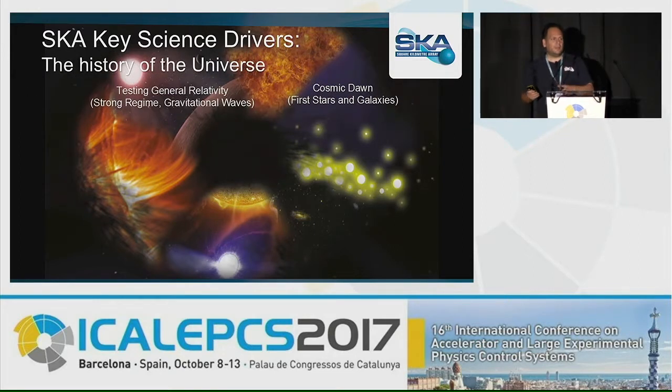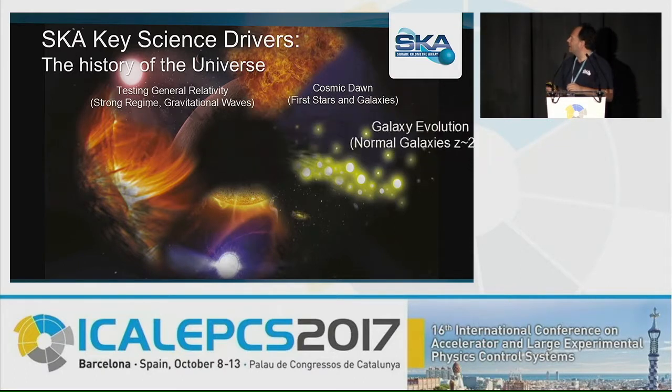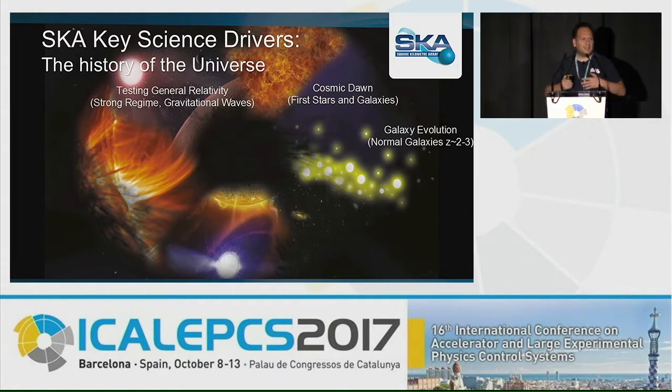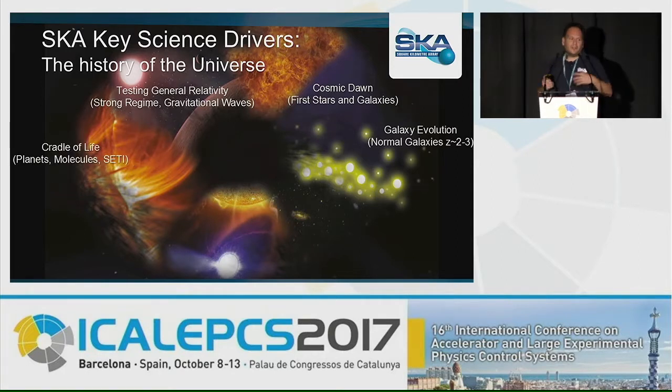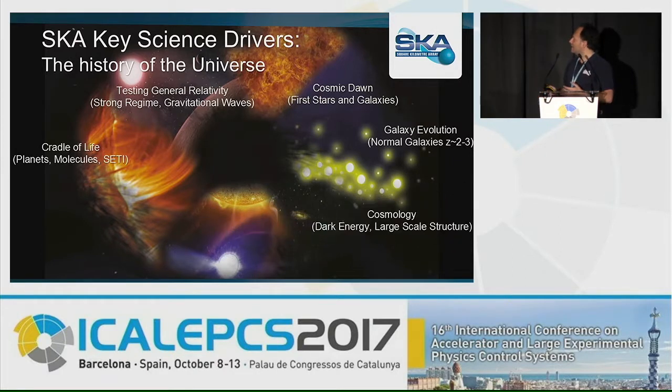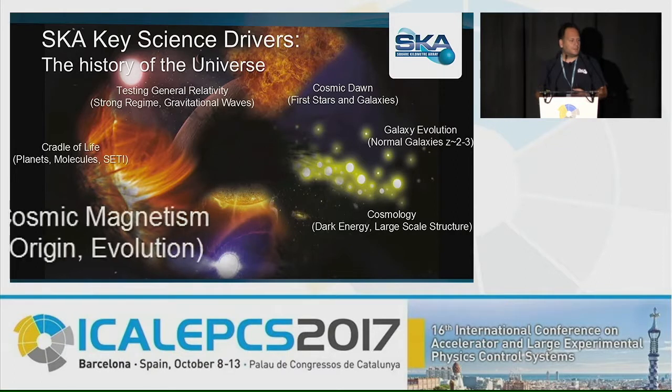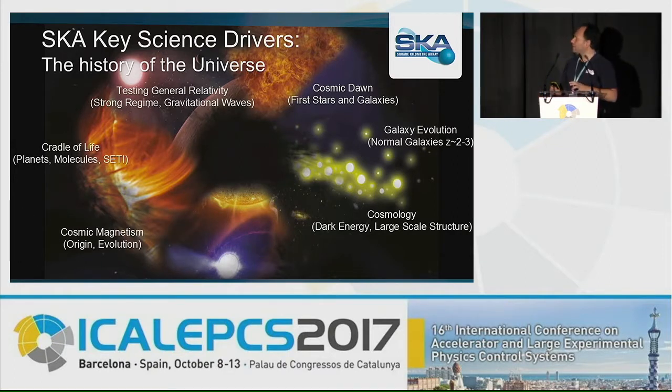We're going to be helping also in gravitational wave astronomy through what we call pulsar timing arrays. By observing carefully timed pulsars, we will be able to detect where a gravitational wave has gone through some of these ensembles. We're going to be able to do galaxy tomography so that we can do evolutionary studies of galaxies. We are interested in doing also exoplanets, molecule science, and search for extraterrestrial intelligence in what we call the cradle of life kind of studies. Then we're also helping cosmology, trying to find out about dark energy and the large-scale structure of the universe.